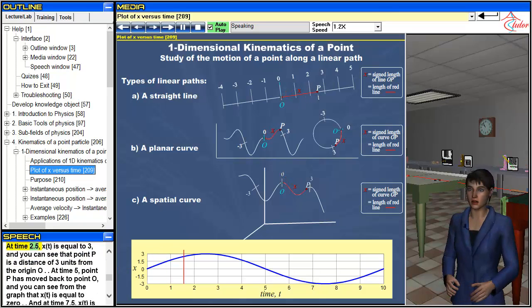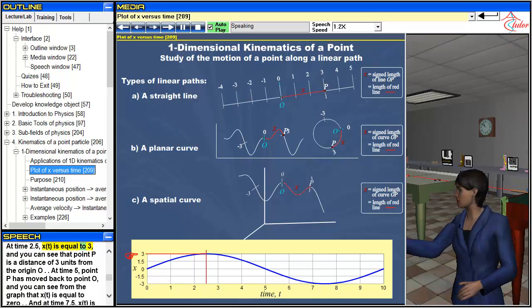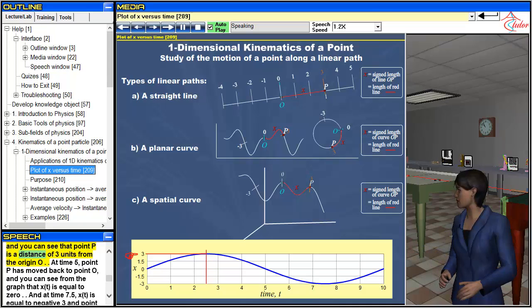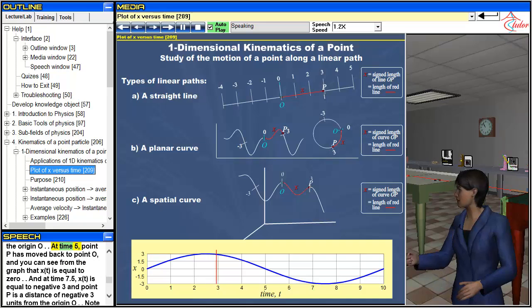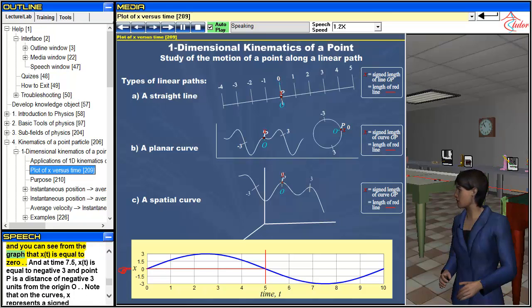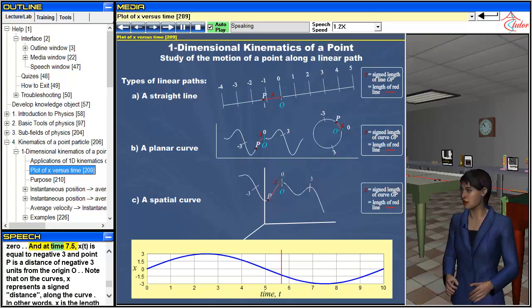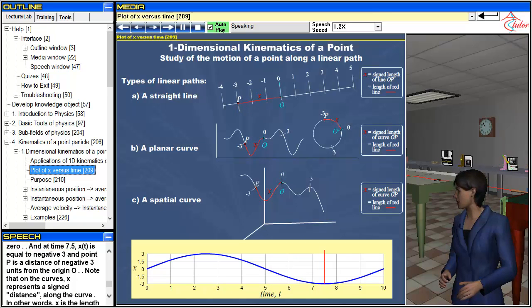At time 2.5, x of t is equal to 3. And you can see that point P is a distance of 3 units from the origin O. At time 5, point P has moved back to point O. And you can see from the graph that x of t is equal to 0. And at time 7.5, x of t is equal to -3. And point P is a distance of -3 units from the origin O.